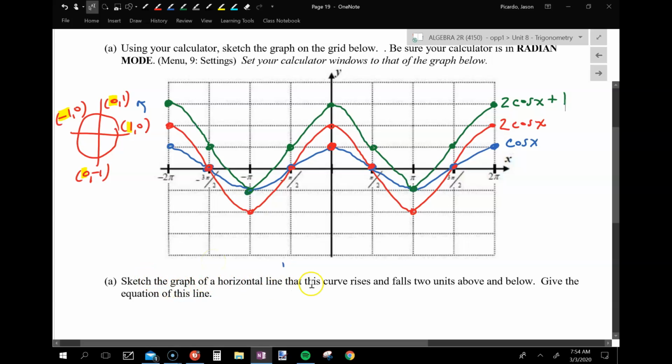Sketch the graph of a line that this curve rises and falls 2 units above and below. Give the equation of this line. Guys, what that means is on this green graph, I'm going to ask you to do a weird thing. I'm going to ask you to cut the green graph in half. Now, the way that I want you to cut it in half is this way.